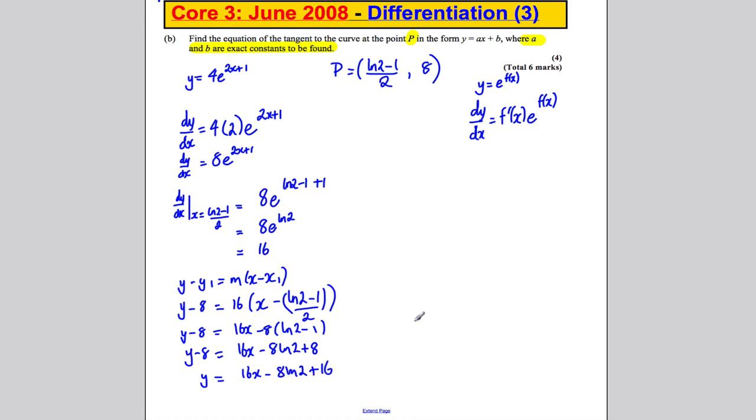What is your a and your b? Well, your a is 16, and your b, the number part, is equal to 16 subtract 8 ln 2. And you're done. Okay, next question.